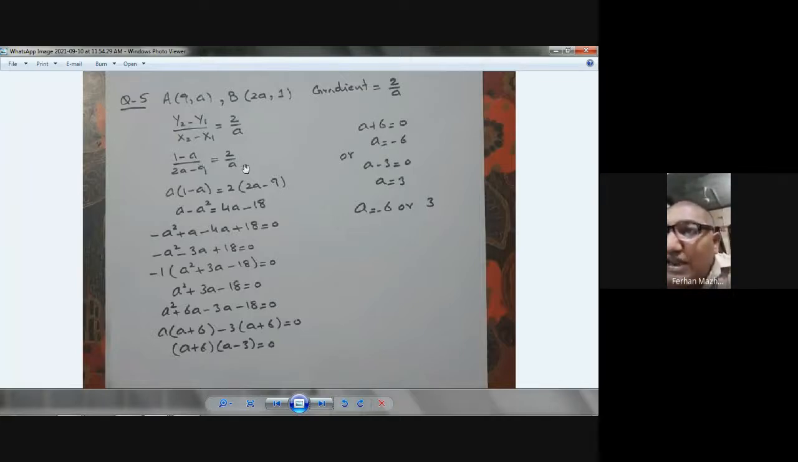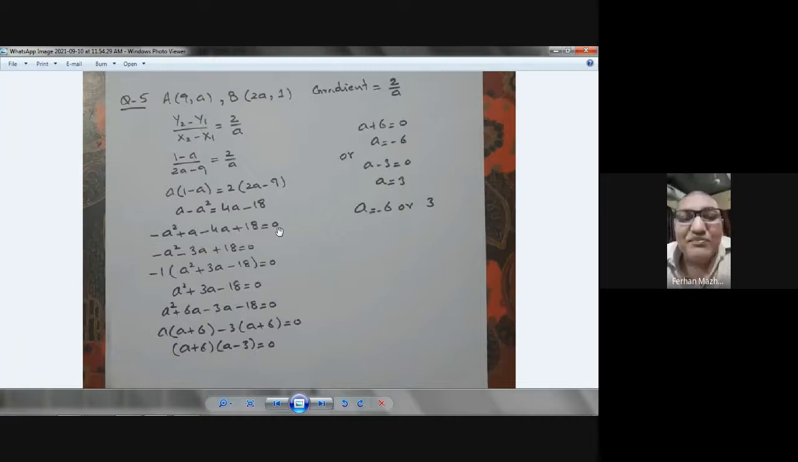So I will cross multiply here. A(1 minus A) equals 2(2A minus 9). So we will have A minus A square. This A will multiply with this bracket. You will have A minus A square equals, this 2 will multiply with this bracket, you will have 4A minus 18. Bring all of them to the left side: minus A square plus A minus 4A plus 18 equals 0. You see, I took all the terms from the right side and brought them onto the left side. So you will have minus A square minus 3A plus 18 equals 0.